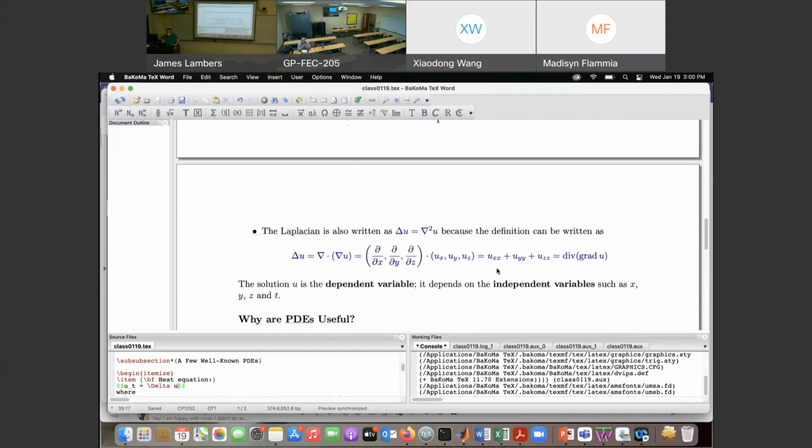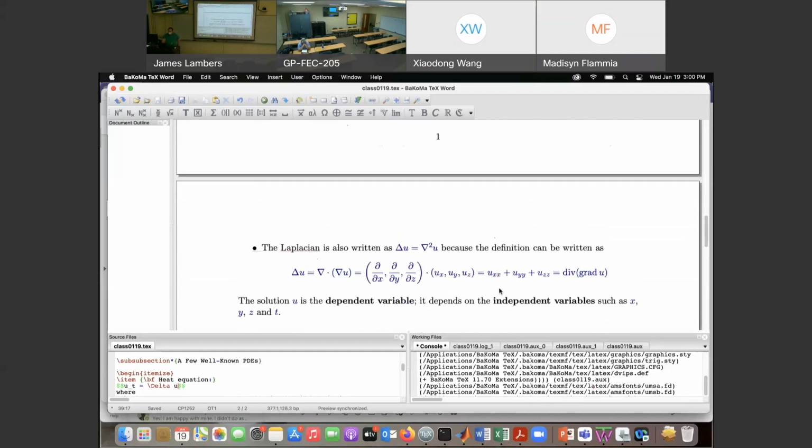I want to comment about the Laplacian. So I mentioned how it's written this way, delta U. But here's another very common way of writing it that you should be aware of. Here we have this upside down triangle. It's a gradient symbol that you may remember from multivariable calculus. But here it's written as gradient squared U.